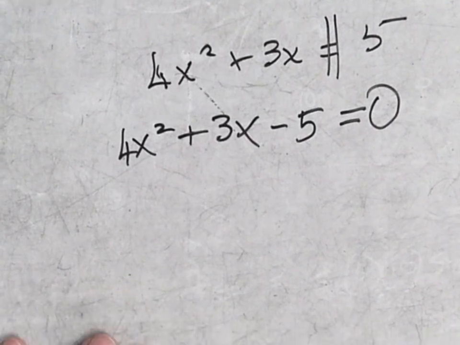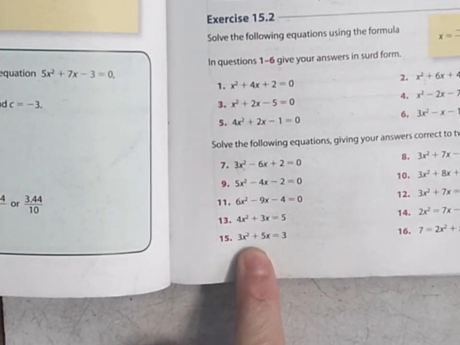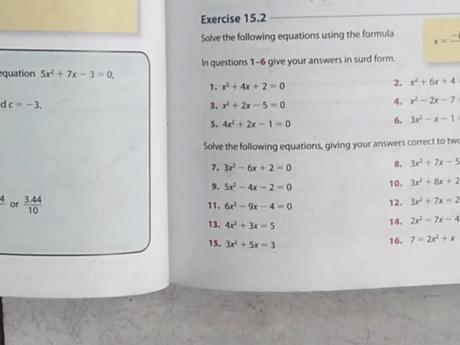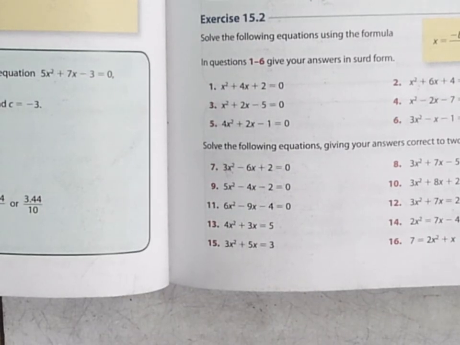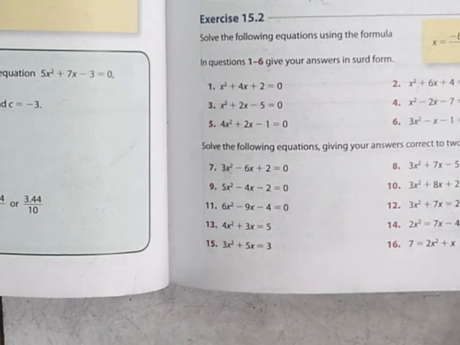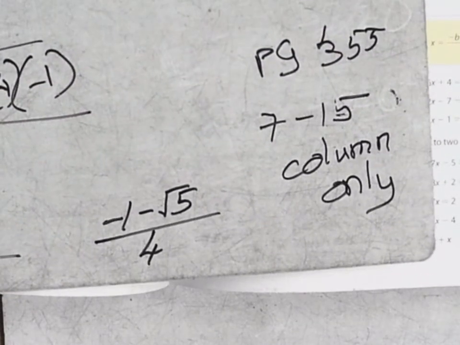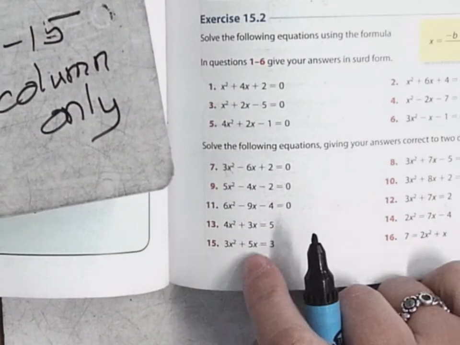Number 15 is the same way, girls. If you look at number 15, what do I have to change it to? Minus 3 equals 0. So 3x squared plus 5x minus 3 equals 0. You don't have to draw the wall. I draw the wall so you know what I'm doing. So you're doing page 355, 7 to 15, odd column only. That means do 7, 9, 11, 13 and 15.